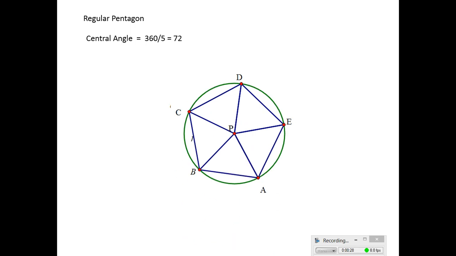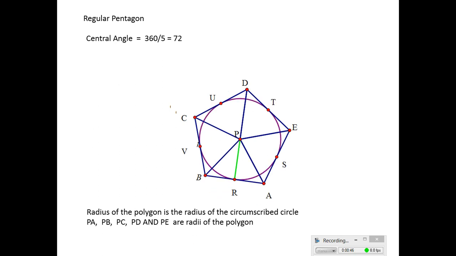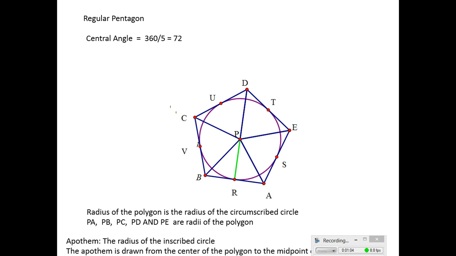We then defined the parts of it. We saw that the segments PD, PE, PA were radii of the circumscribed circle, and they are called the radii of the polygon. We saw we could inscribe the circle within here, and that the segment there, PR, is the radius of the inscribed circle, but that's also the, I'm sorry, the apothem of the polygon.